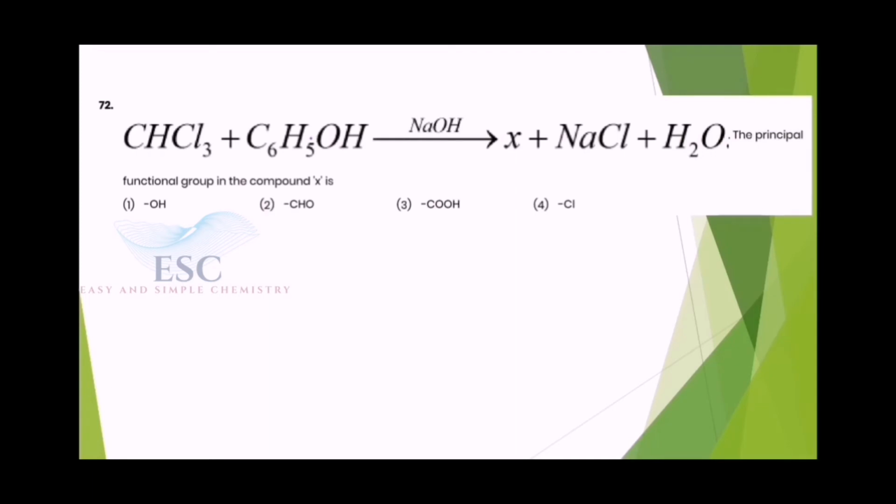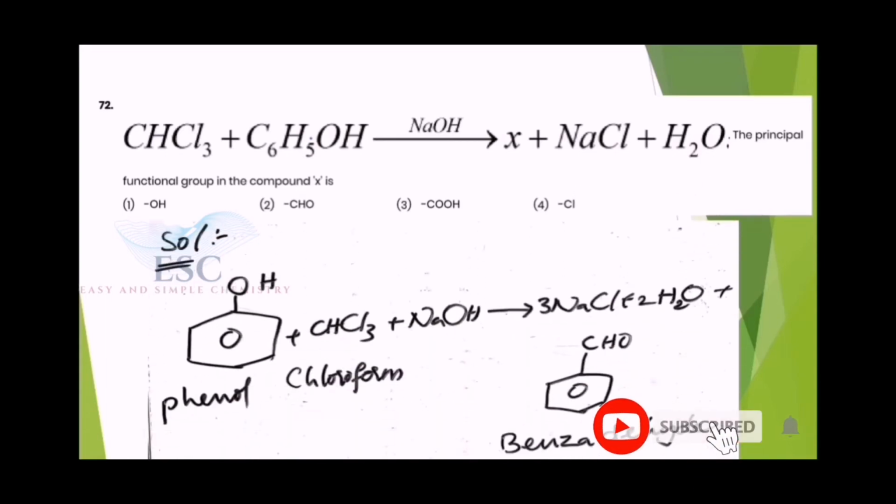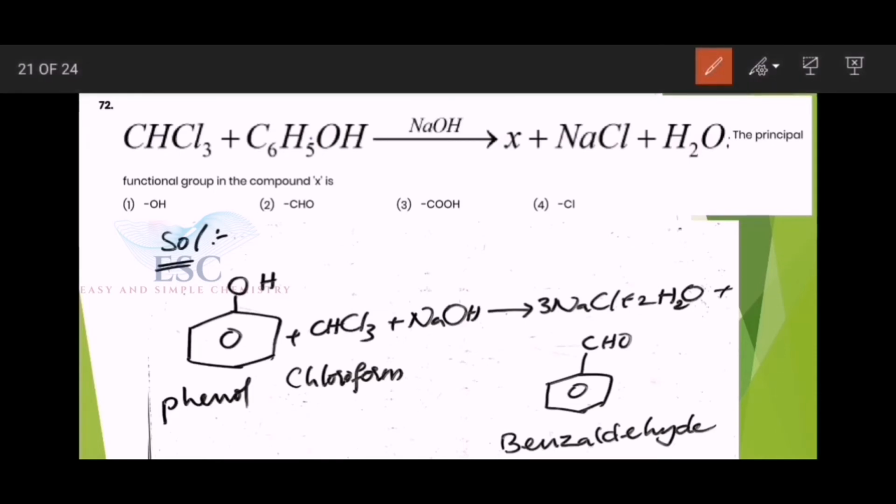CHCl3, that is chloroform, reacts with C6H5OH, phenol, in the presence of NaOH to give X plus NaCl plus H2O. The principal functional group in the compound X is... so that is also one of the Reimer-Tiemann reactions. See the Reimer-Tiemann reaction: phenol reacts with chloroform in the presence of NaOH to form sodium chloride, water and the aldehyde product. Here the aldehyde group is involved in the reaction, so the right answer is the second option. This reaction is also called the Reimer-Tiemann reaction.